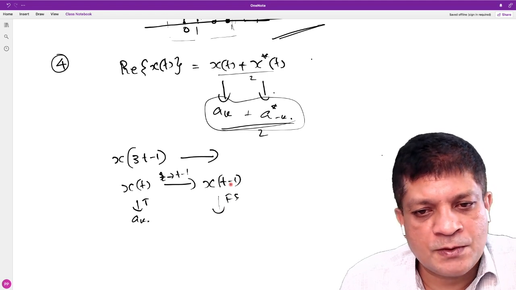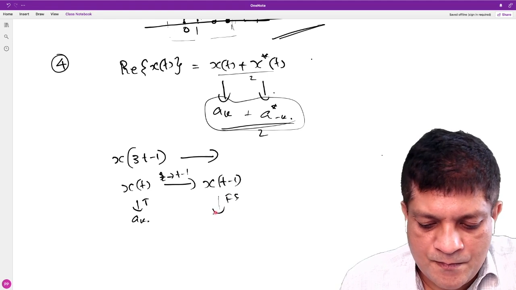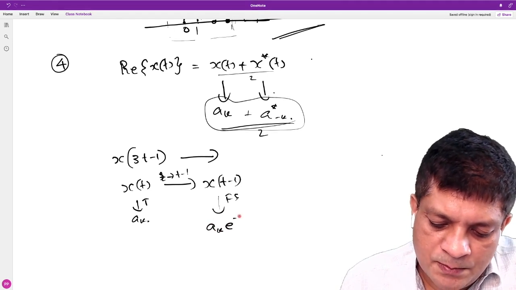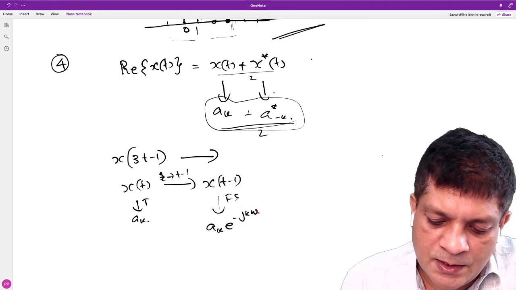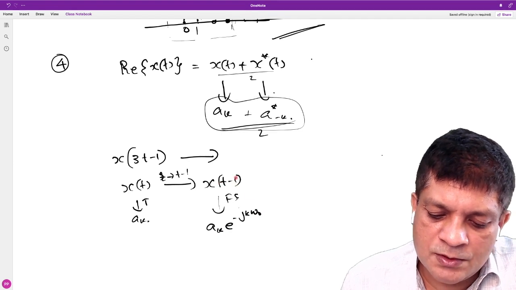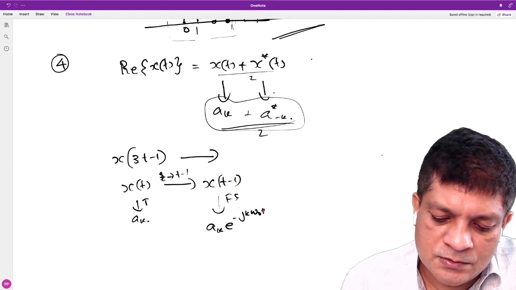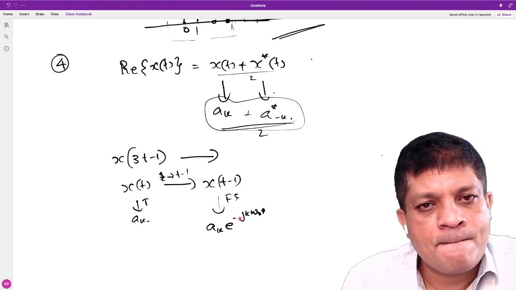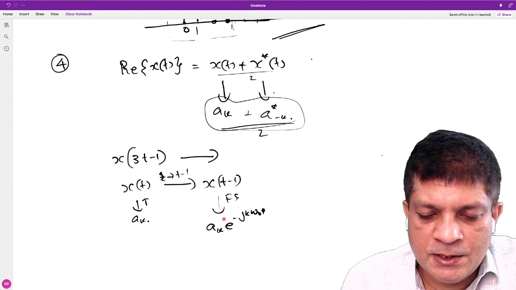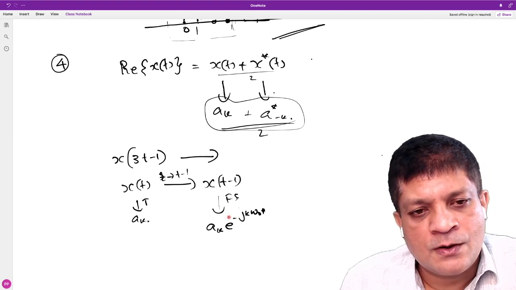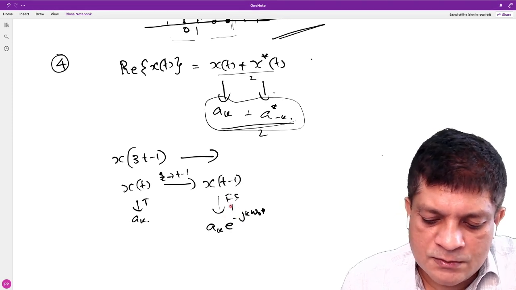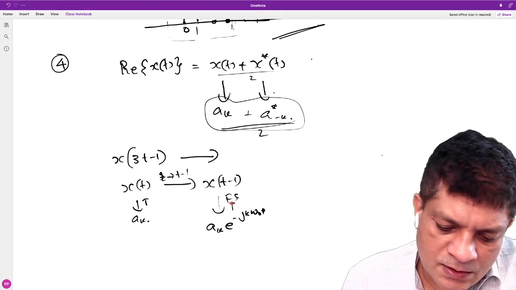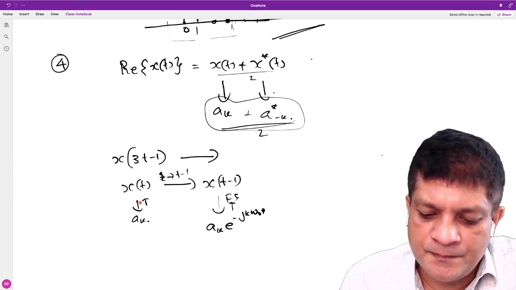What is the time shifting property? It is a_k e^{-jkω0 t0}. t0 is 1 here, so it is e^{-jkω0}, isn't it? With respect to which period? T0. It is with respect to, I think it is given as T, capital T.